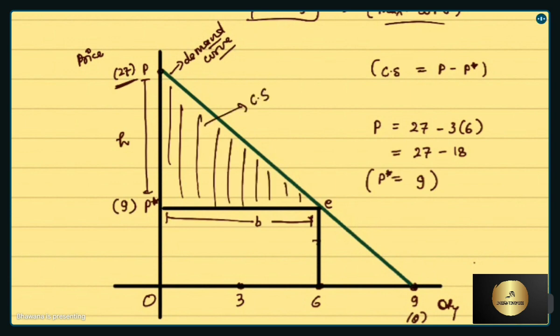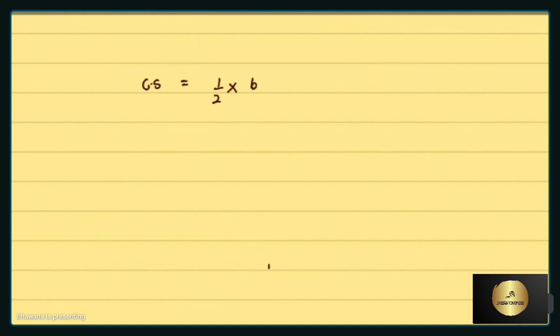Now you have to find the area of this consumer surplus. Again, the formula is the same. Consumer surplus is equal to 1 by 2 base into height. So 1 by 2, your base is equal to P, maximum willingness to pay, minus P star. Oh, sorry, this is your height.